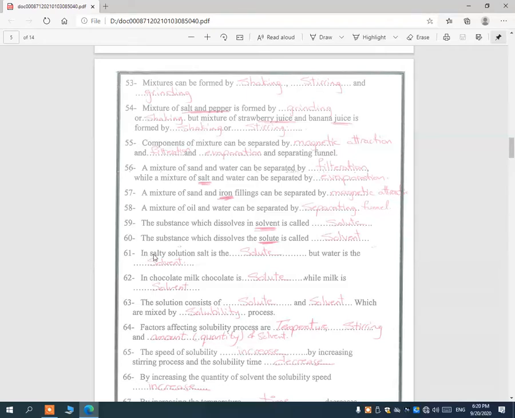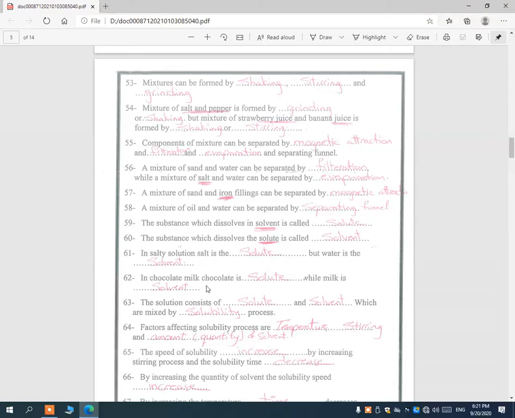61. In salty solution, salt is the dots, but water is the dots. In the salty solution means salt and water. So the salt is the small amount or the big amount? Of course, salt is the small amount, so it is the solute. But the water is the large amount, so it's the solvent.